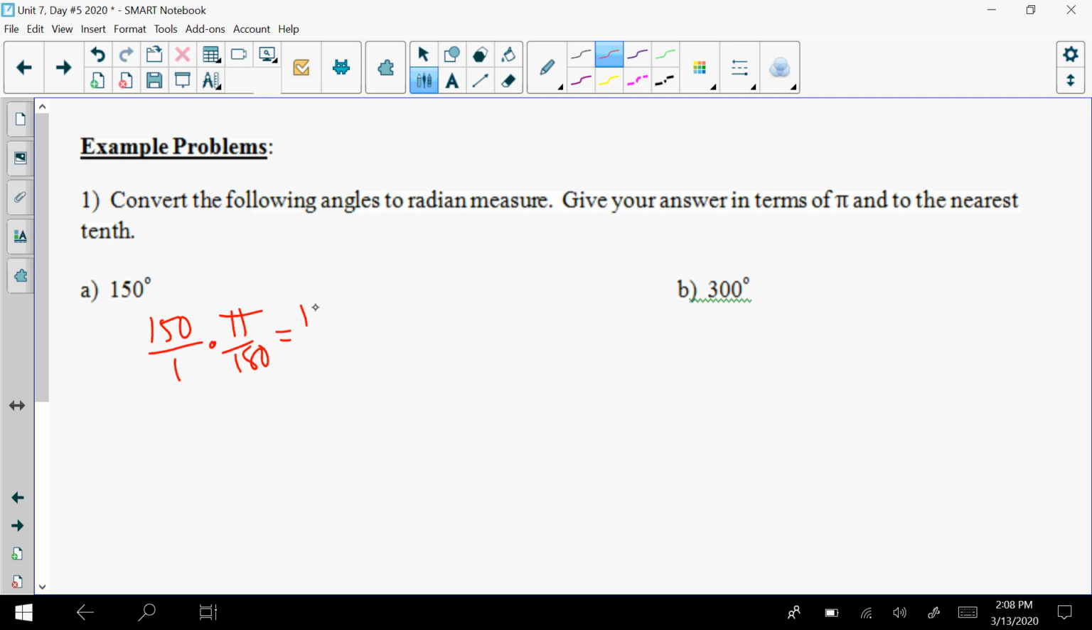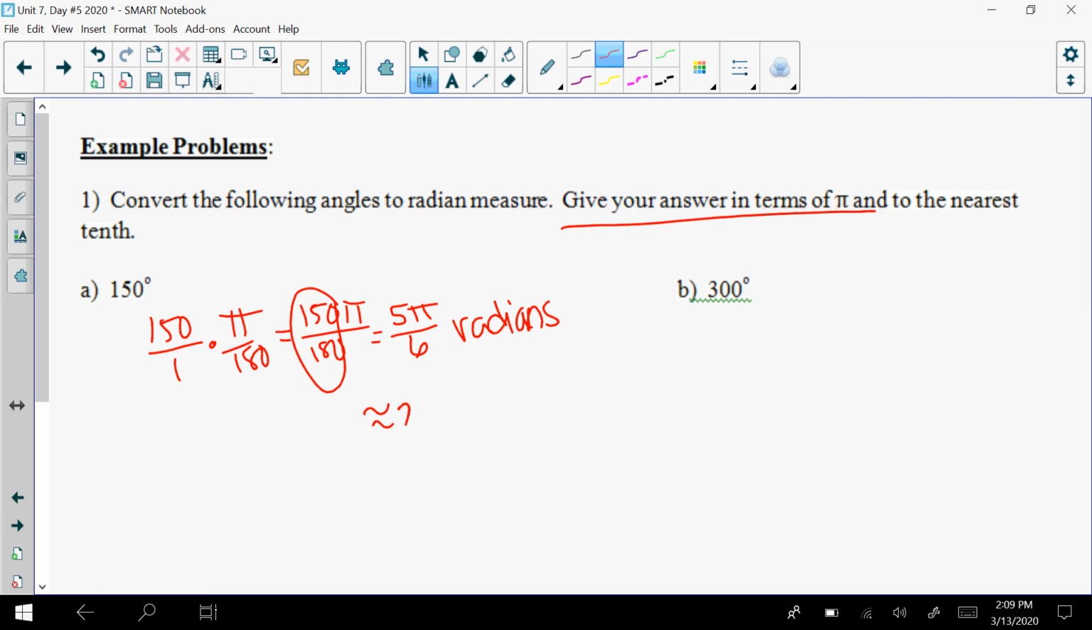Now, we're multiplying these things. So you multiply the tops, multiply the bottoms, and then you should reduce. It says give your answer in terms of pi, so I'm just going to reduce this out in front. You can do that in your calculator as well, but it's 5 pi over 6 if you reduce radians. Then it wants you to also give your answer to the nearest tenth. You should be comfortable with either one, which is about 2.6 radians.